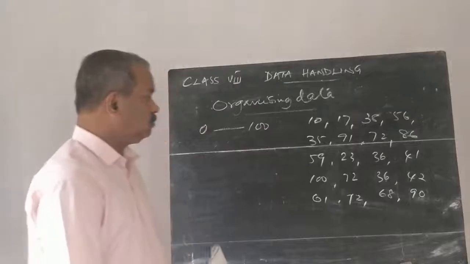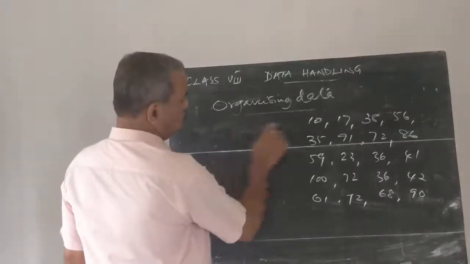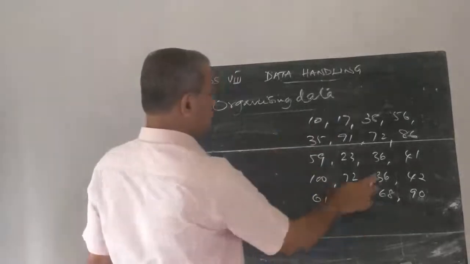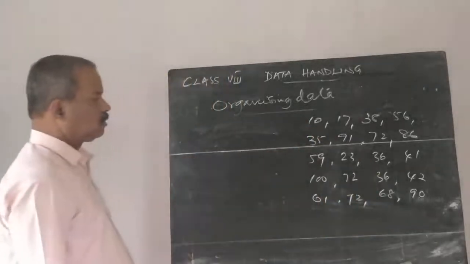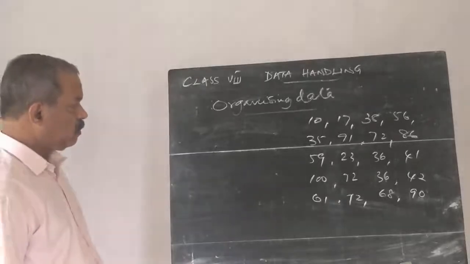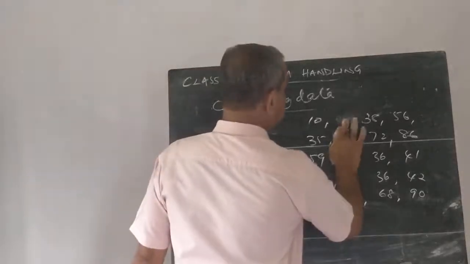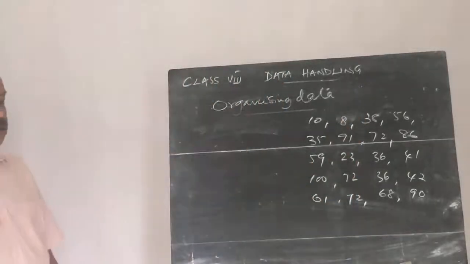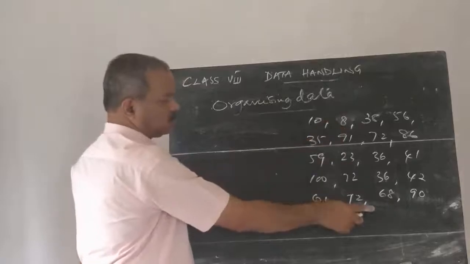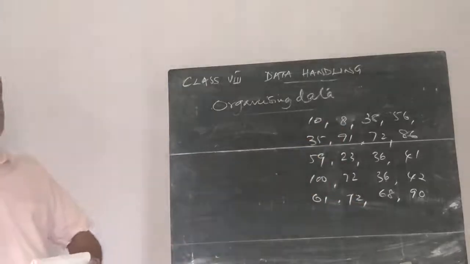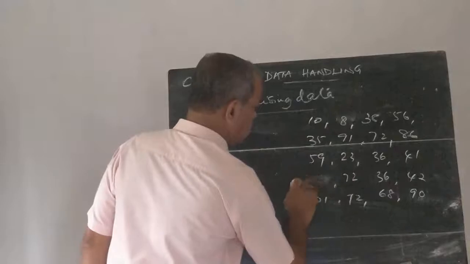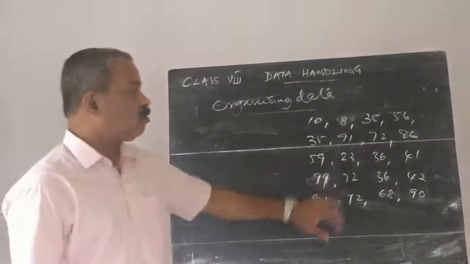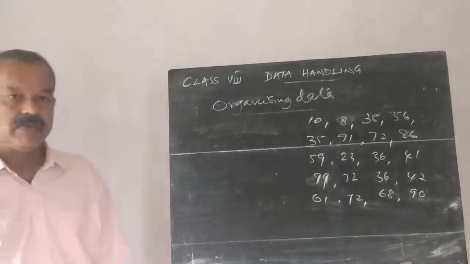These marks range from the least score 10 to the highest 100. Instead of 10, let us say 8. So the least score is 8 and the highest score 100. Instead of 100, we can take 99. Now this is ungrouped data or raw data.